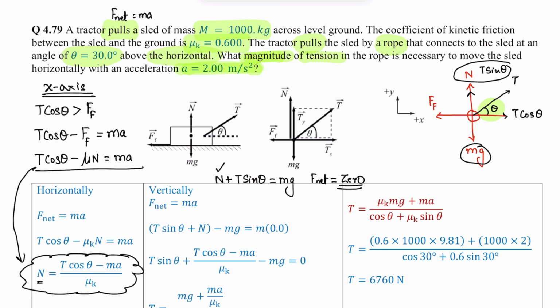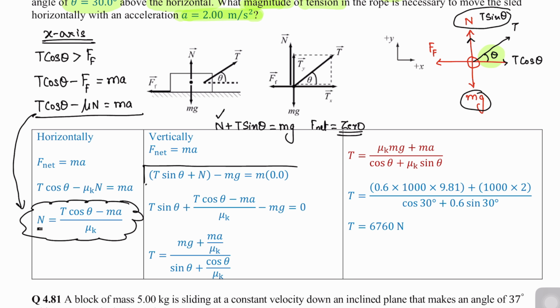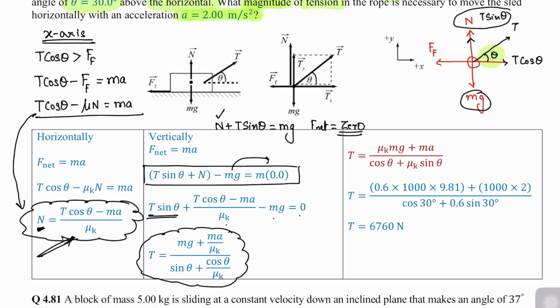So you get this equation, T sine theta plus N minus mg equals 0. You take this side. So you get T sine theta plus N, with the value of N from here, T cos theta minus MA divided by mu, minus mg equals 0. You get tension equal to, this is the formula. Solve it and you will get the solution. Understand? Okay, might be some of the students will not understand, so I will explain this part step by step.